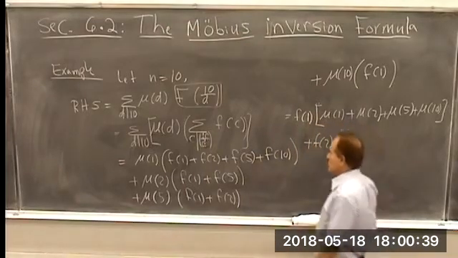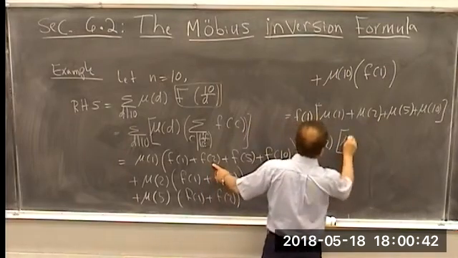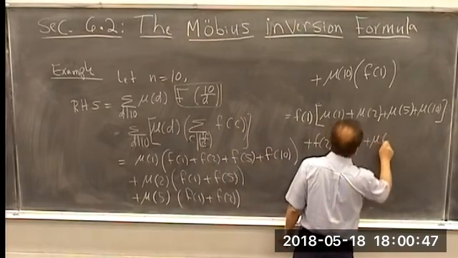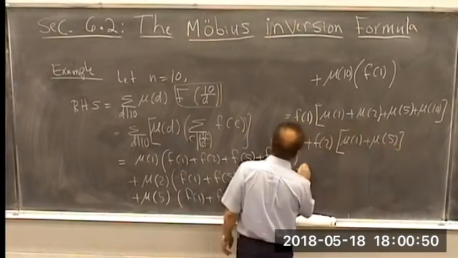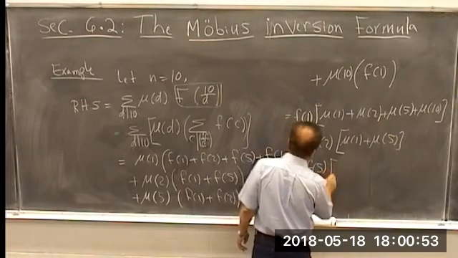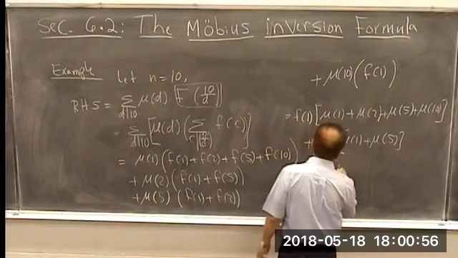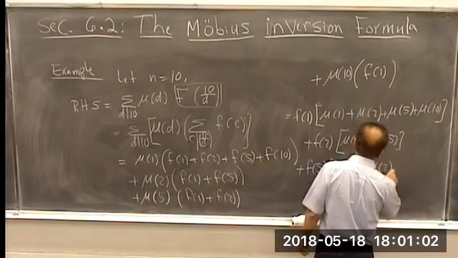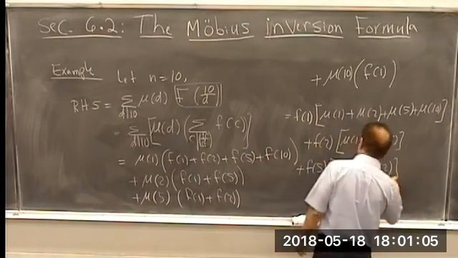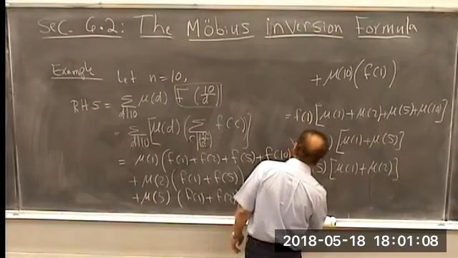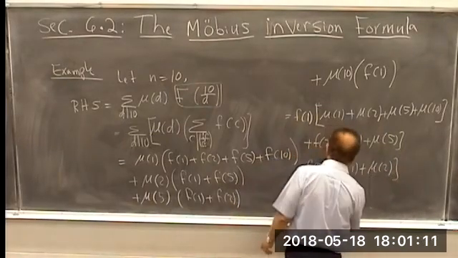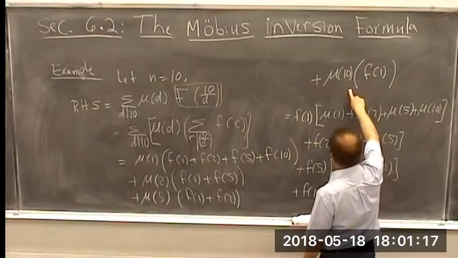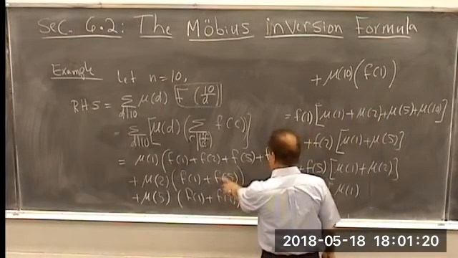And this is equal to, again, mu 1, mu 5, and that's it. Then we have f of 5. For f of 5, we have a mu 1 plus a mu 2, and that's it. And for f of 10, we have a mu 1 and that's it. Okay, so mu of 1, that's it.